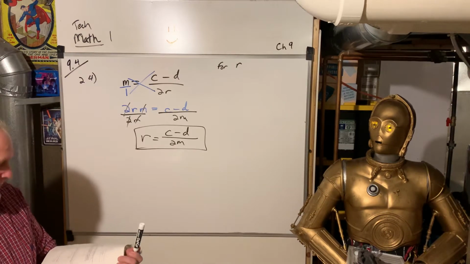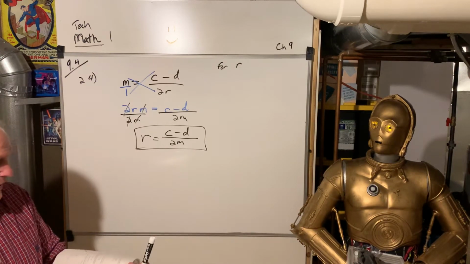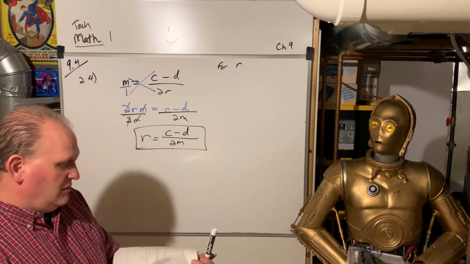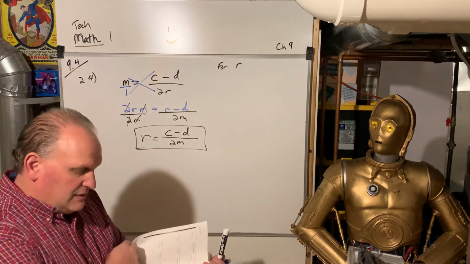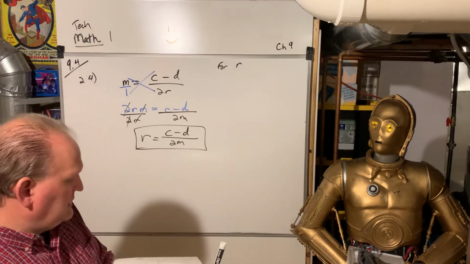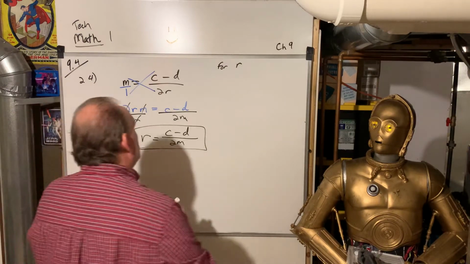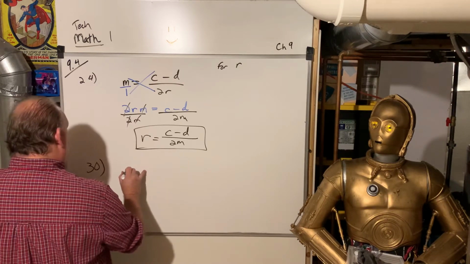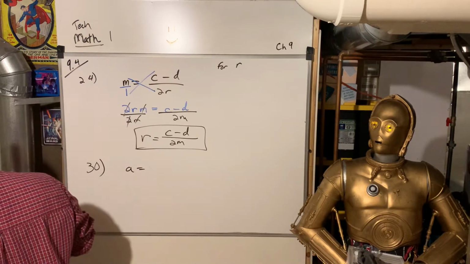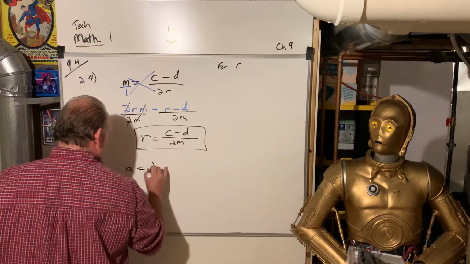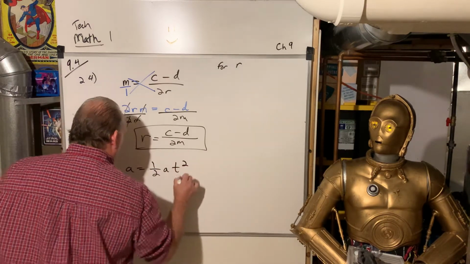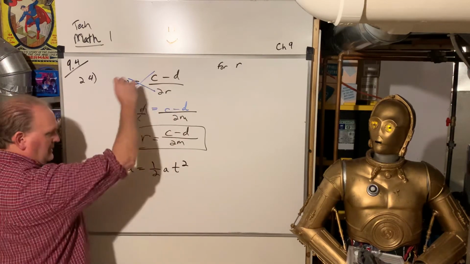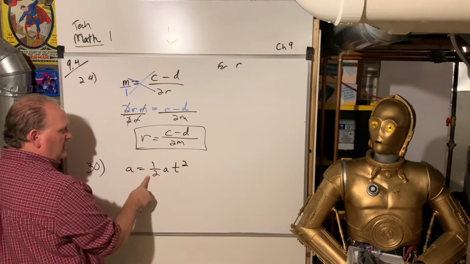All right. Let's look at a couple more that are a little tricky here. Like number 30. 30 is a tricky one. So let's do 30. We got A is equal to 1/2 AT squared. That is tricky because it's sort of like it's over 2. We could do it like this, but that 1/2 really throws people off.